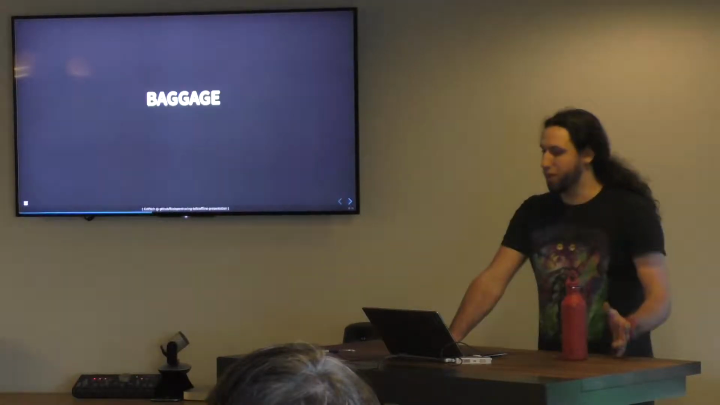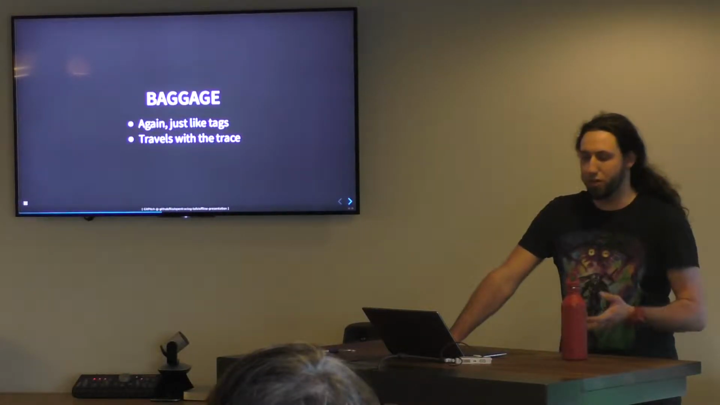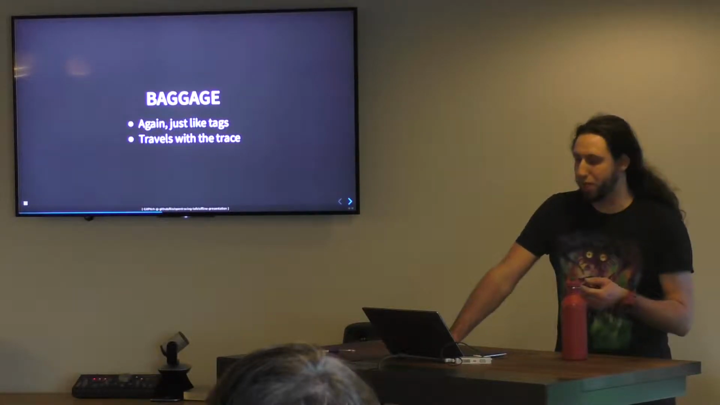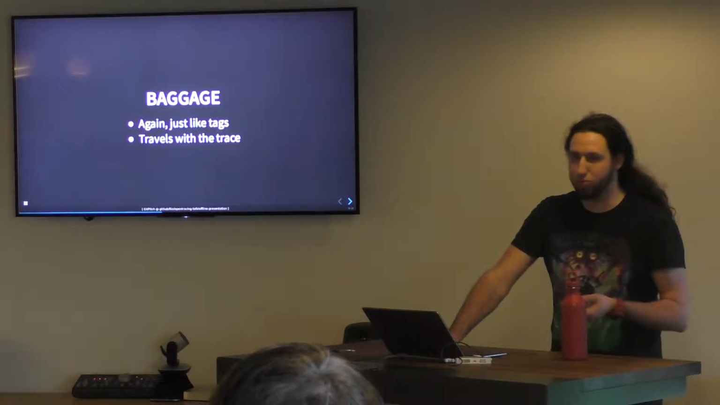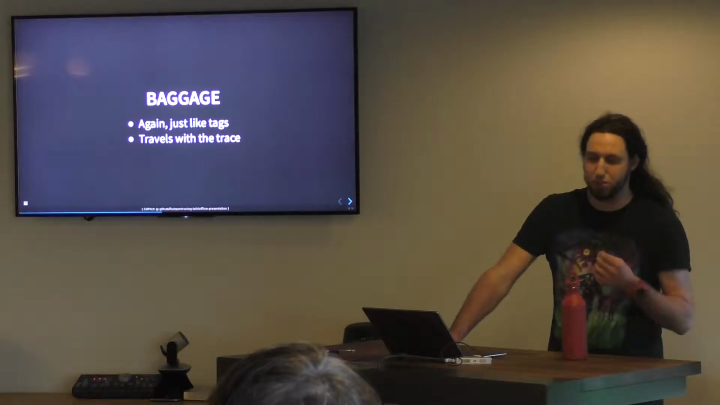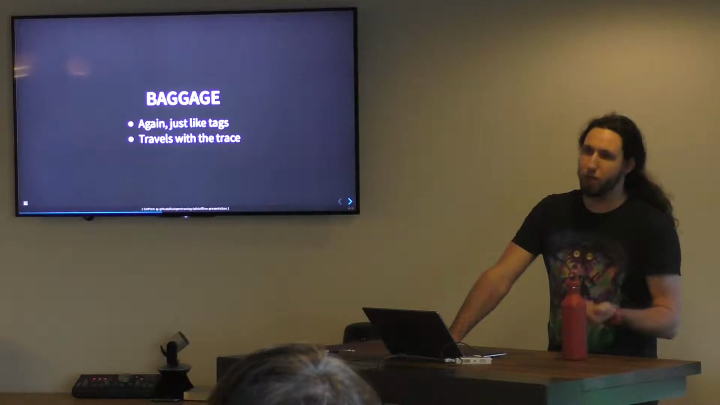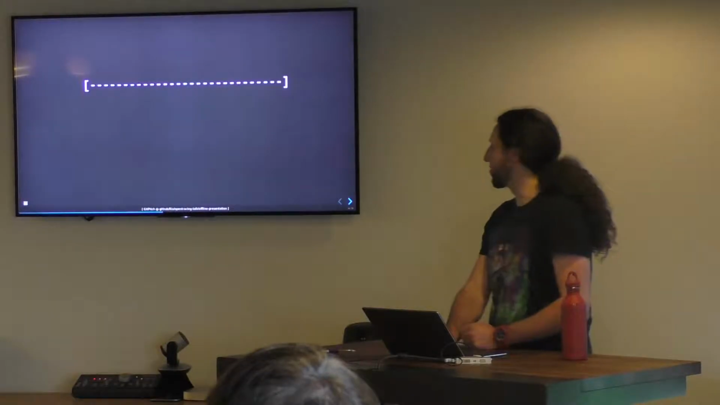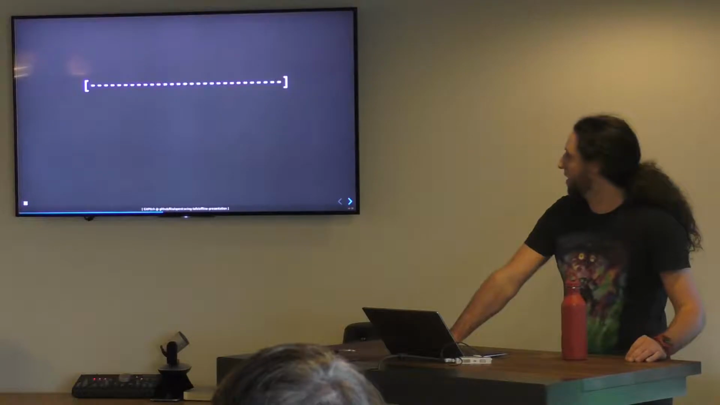Then there's this special kind of tag called baggage, again just like tags, except they travel with the trace. So whenever a trace jumps a service, for example, whatever information is contained in baggage will actually jump with it. It's a very powerful concept that you can use, but it's very dangerous because if you put too much data in there, it might increase your network load exponentially. So just to give you an overview, this might be a request for a resource that just came in on your API gateway.